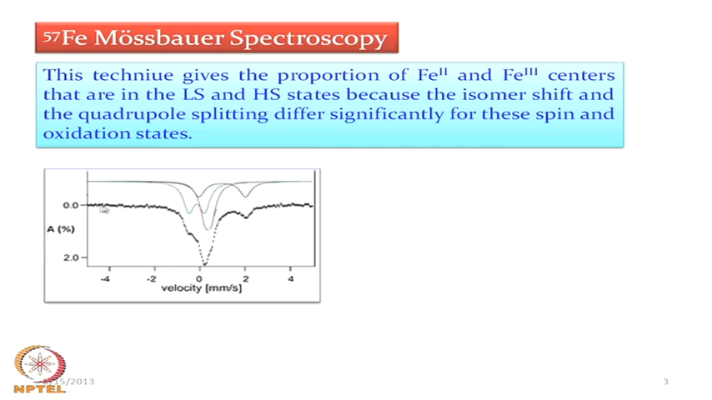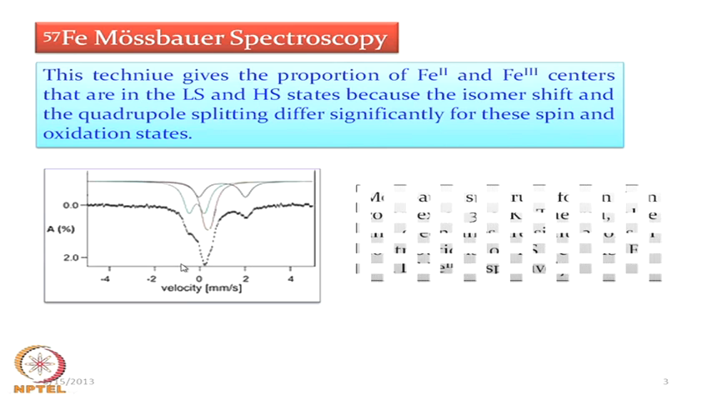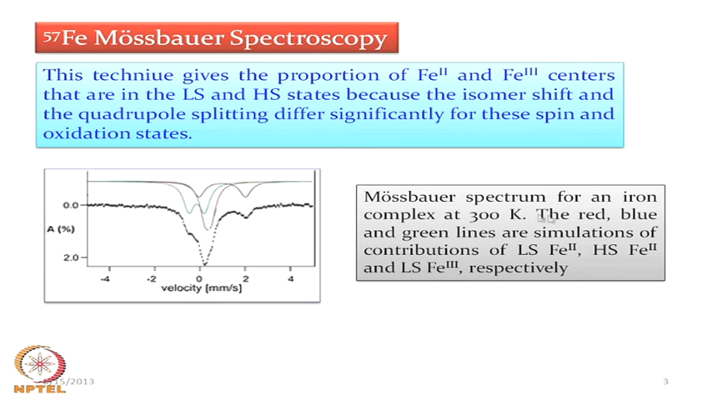So, this is the overall spectrum, and these were the corresponding simulated ones. That means we have basically 3 spectra within this particular overall spectrum, and this is the corresponding Mössbauer spectrum of an iron compound. This black dotted one, and the red, blue and green lines, these 3 lines. So, we can basically simulate the entire spectrum for the individual components.